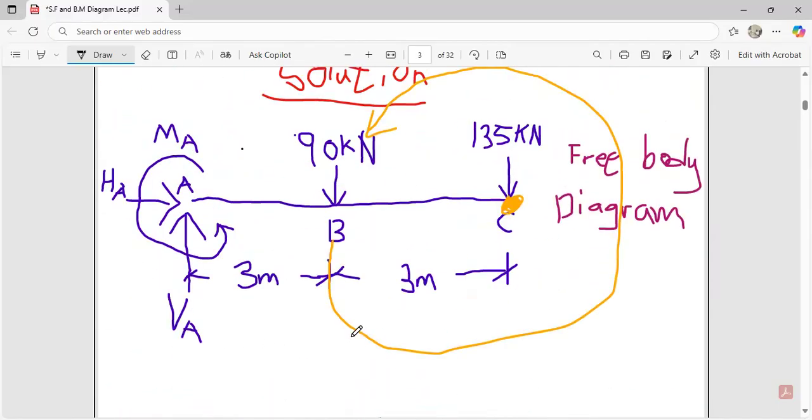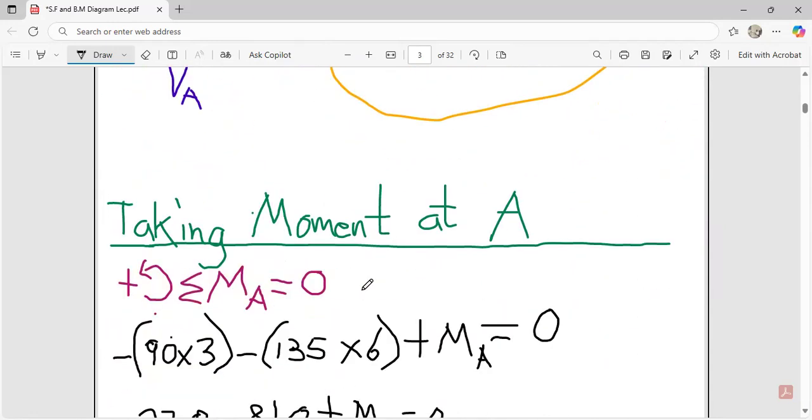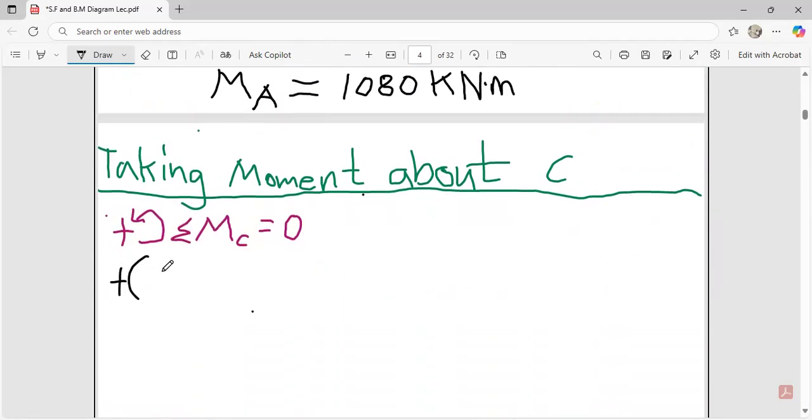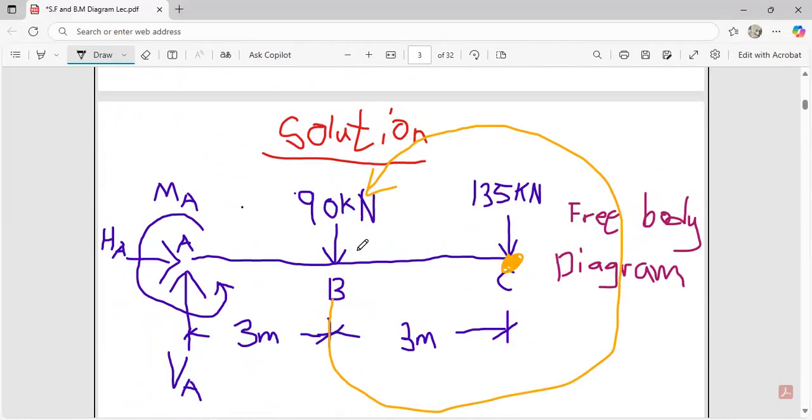We're going to write 135. First one is going to be 90. Okay, 90 times 3. So we're going to write over here 90, times 3. Good. And also, which other point? If we check over here, you can see VA. Okay, good. You can see VA.